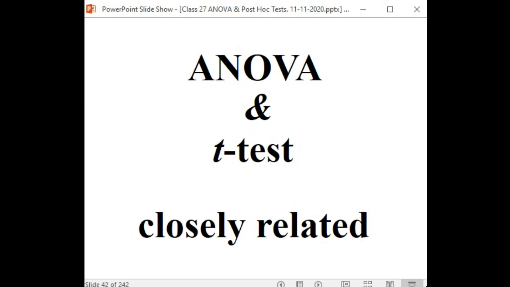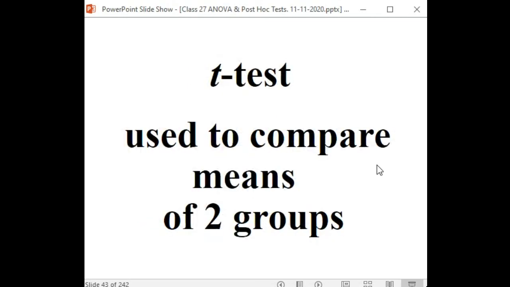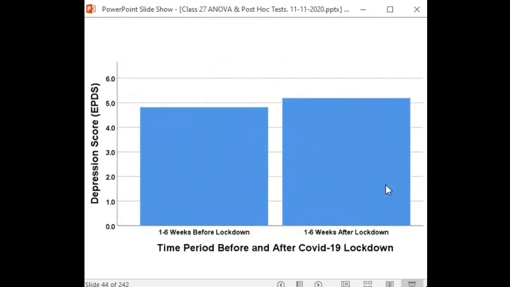ANOVA is very closely related to our old friend, the t-test, though there are some differences. Let's talk about the most important way that ANOVA and the t-test are alike, and the most important ways they're different. As you know, the t-test is used to compare the mean of two groups to see if the means are different. Let's briefly review how the t-test works.